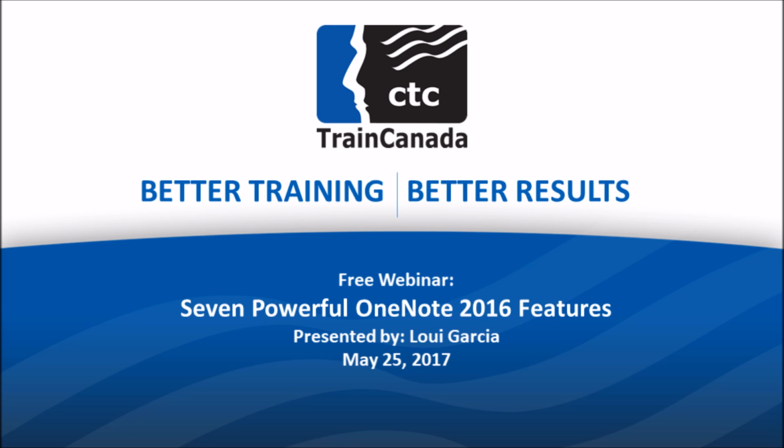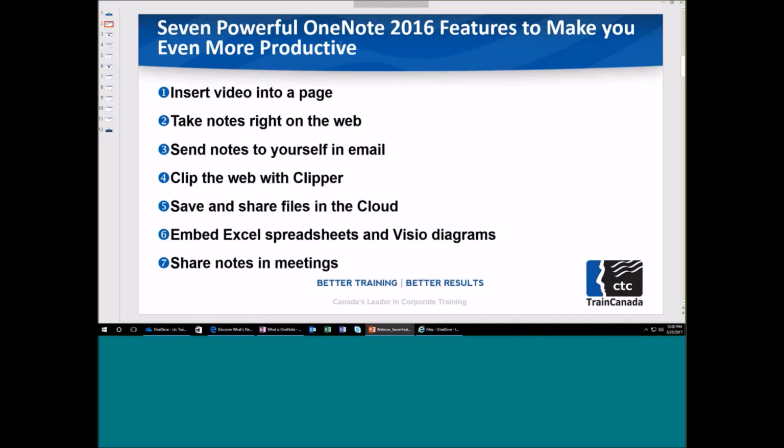I'm going to keep these pretty short and sweet, and get right to the point of what you can do with OneNote. These are the 7 powerful OneNote 2016 features we're going to go over today: how to insert video into a page, how to take notes right on the web, how to send notes to yourself in email, clip the web with Clipper, save and share files in the cloud, embed Excel spreadsheets and Visio diagrams, and how to share notes in meetings. So that's what we're going to go over today.